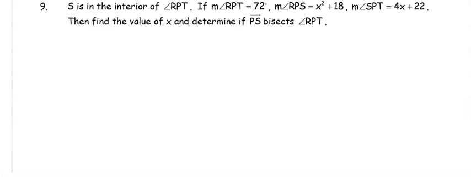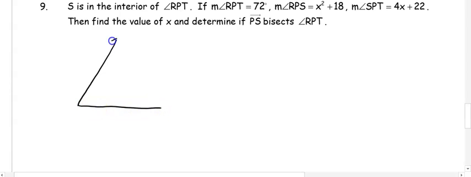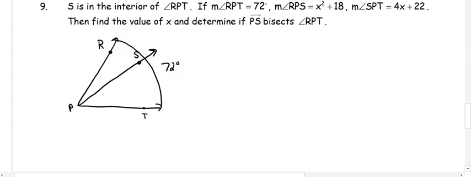In number 9, S is on the interior of angle RPT. So here is angle RPT. We're going to draw S on the interior in a ray. We know that angle RPT is 72 degrees. RPS is x squared plus 18, and SPT is 4x plus 22. Find the value of x and then determine if PS is a bisector.